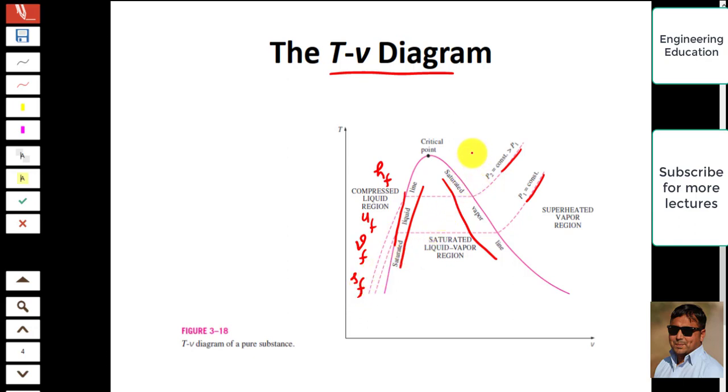Also, to denote various properties on the saturated vapor line, which is this line, we have the specific volume of saturated vapor, specific internal energy of saturated vapor, specific entropy of the saturated vapor, and specific enthalpy of the saturated vapor. So we have temperature, pressure, and these properties in the tables. Coming to the tables, let's discuss them one by one.